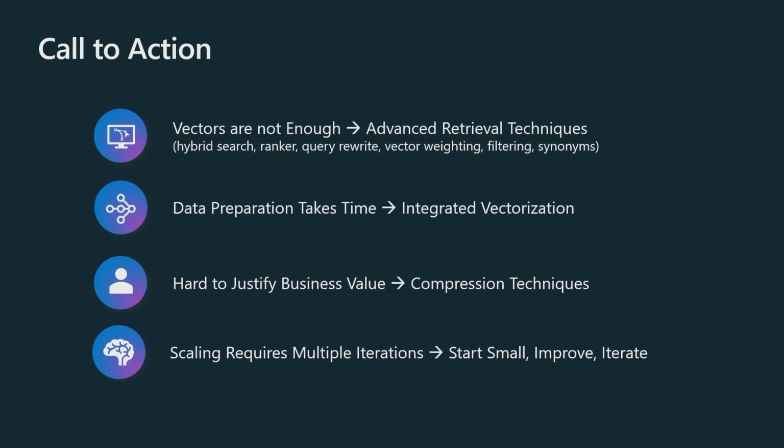For the justification of the ROI, try the compression techniques. Understand if you can reduce the data sizes and as well reduce the total cost of ownership. And don't forget, I think it's maybe stating the obvious, but scaling requires multiple iterations. So start small, set the expectations right, iterate, improve, and build your RAG at scale over time.